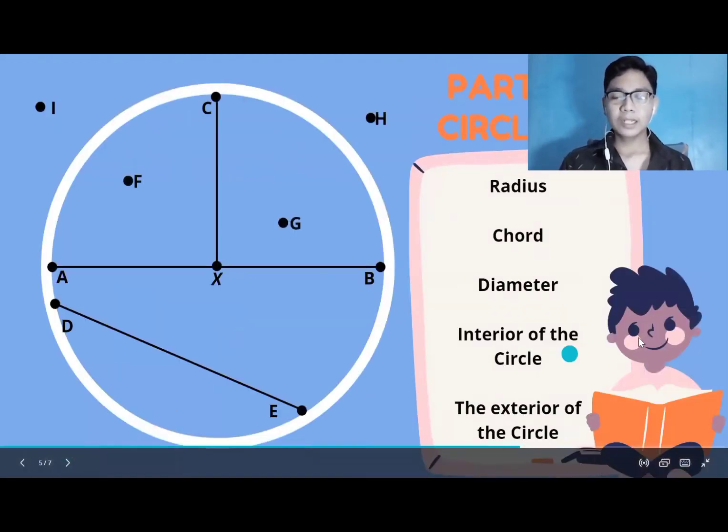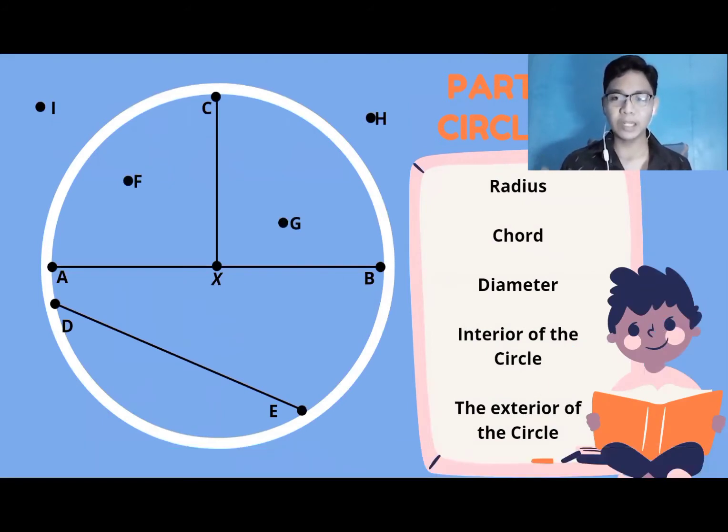So, here is the sample of the parts of the circle. Part 1 only includes radius, chord, diameter, interior of the circle, and exterior of the circle. We will define all of these terms and I will show you where they are located in the circle. So, for the radius, it is a line segment from the center to any point of the circle.